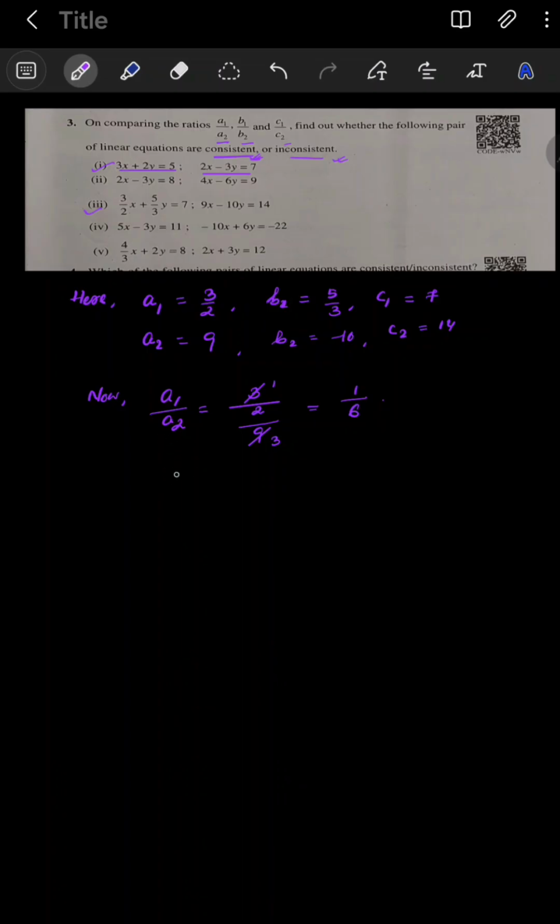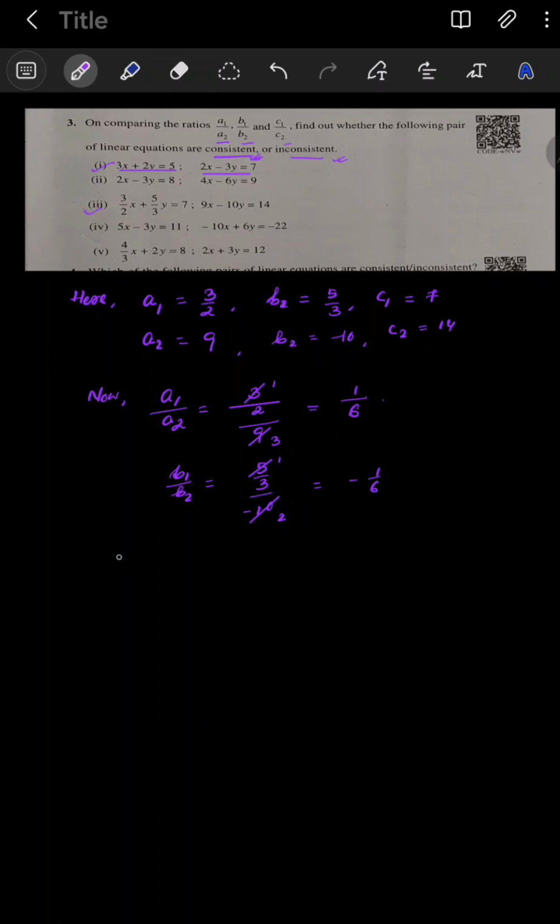The next ratio is b1 by b2. The b1 value is 5 and the b2 value is minus 10. Again, if you divide 5 by 5, it goes 1 time, and 10 goes 2 times. If you multiply, you will get minus 1 by 6.